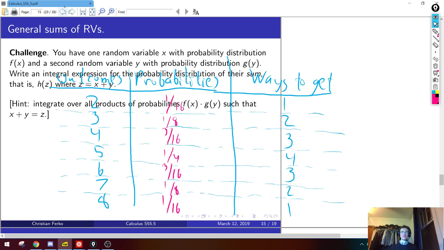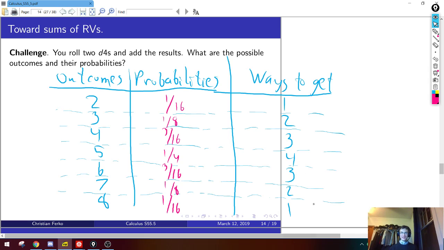Nope, I didn't write solutions. But I'm... General sum of RVs. Yes, random variables, not recreational vehicles. But good, okay, so this is correct.